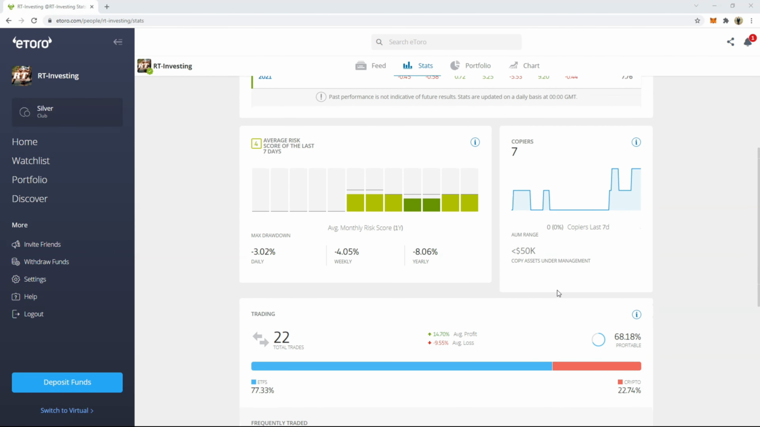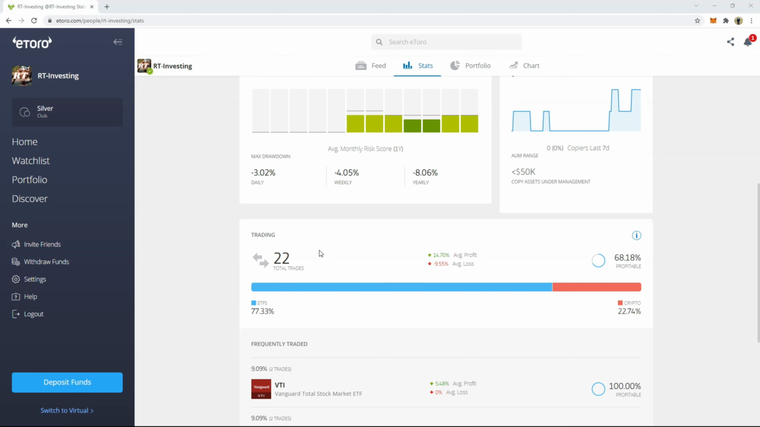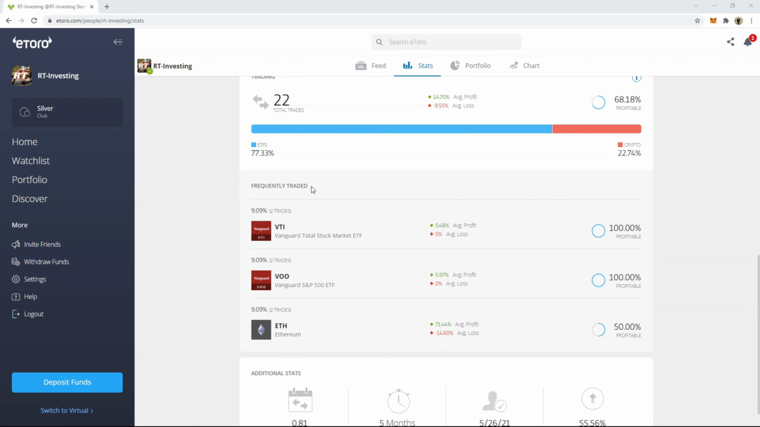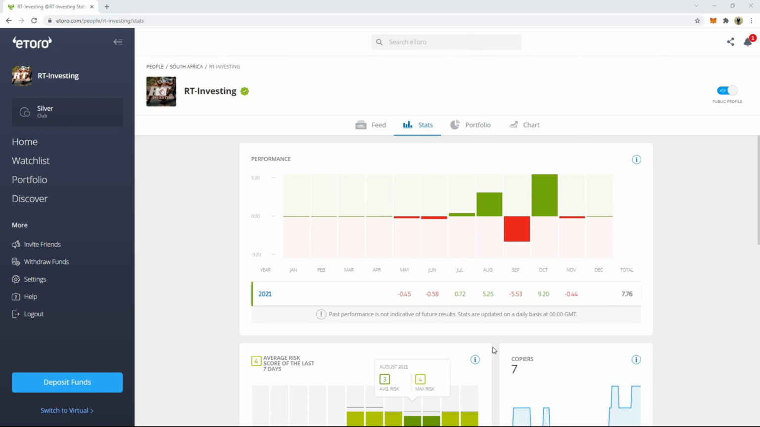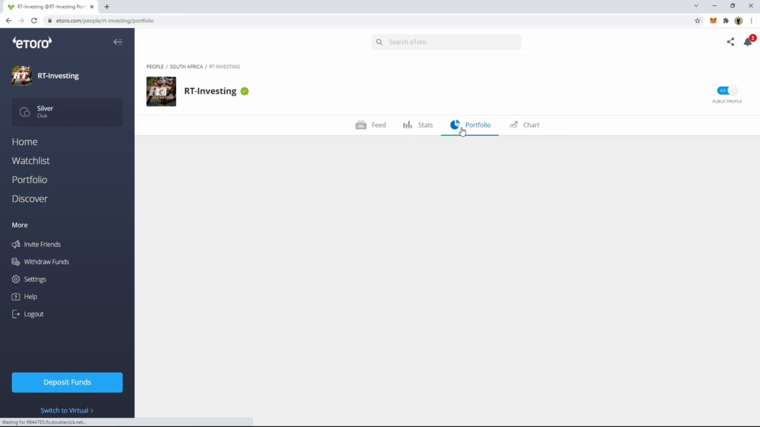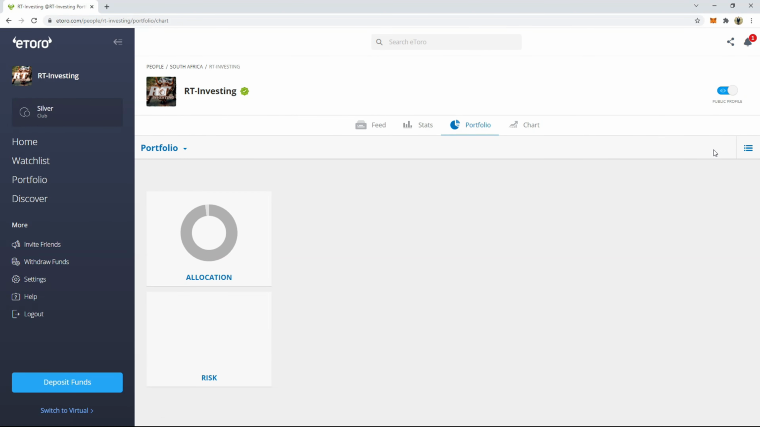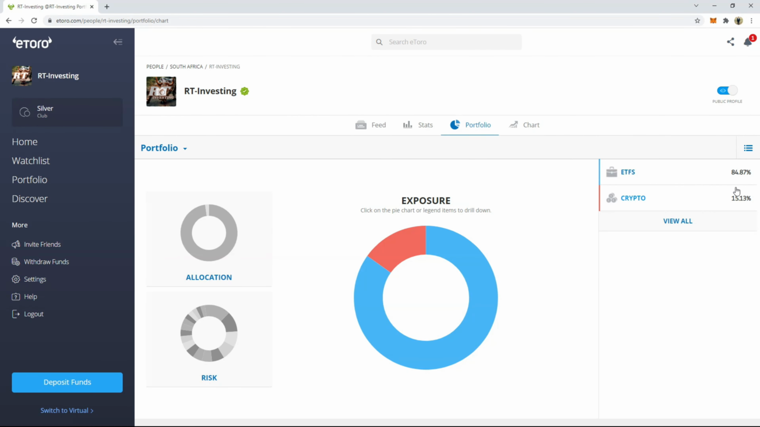Okay. We can see I still only have 7 copiers, and 22 trades. I have an average holding time of 5 months. Like I said, this is a long-term portfolio. I do not intend to make changes to it lightheartedly. This is designed to be dollar cost averaged into. If we look at the portfolio breakdown, you can see that it's composed of 85% ETFs and 15% crypto. It used to be 10, but it grew into more as the crypto prices increased.